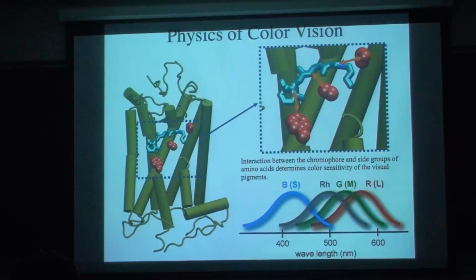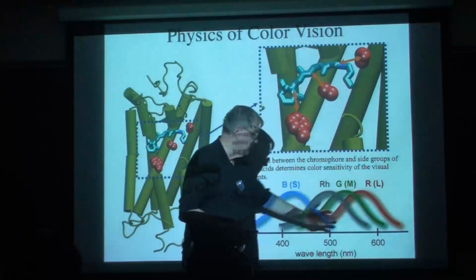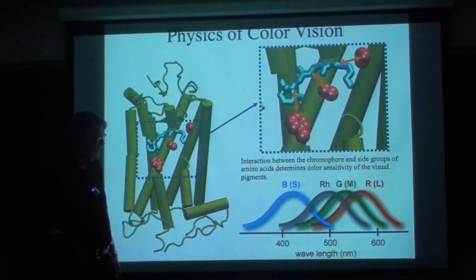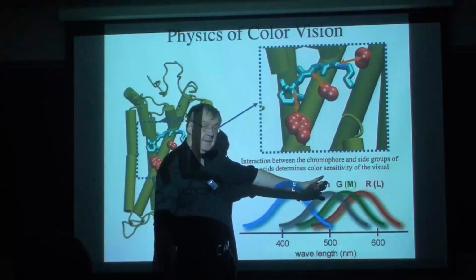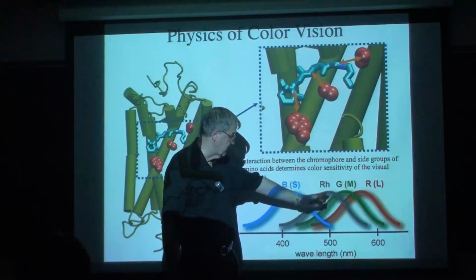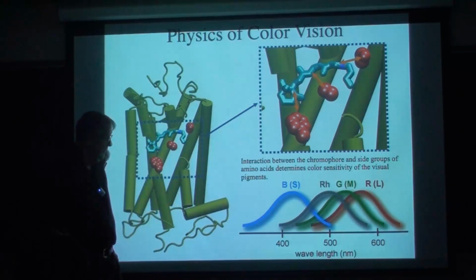And okay, so here we have now the question: how can one molecule, retinal, absorb different colors? So here you see the colors that are being absorbed by the different color receptors. You should know that a human has 3 color receptors: blue, green, and red, and a black and white receptor that is for night vision. So we absorb at 4 wavelengths.